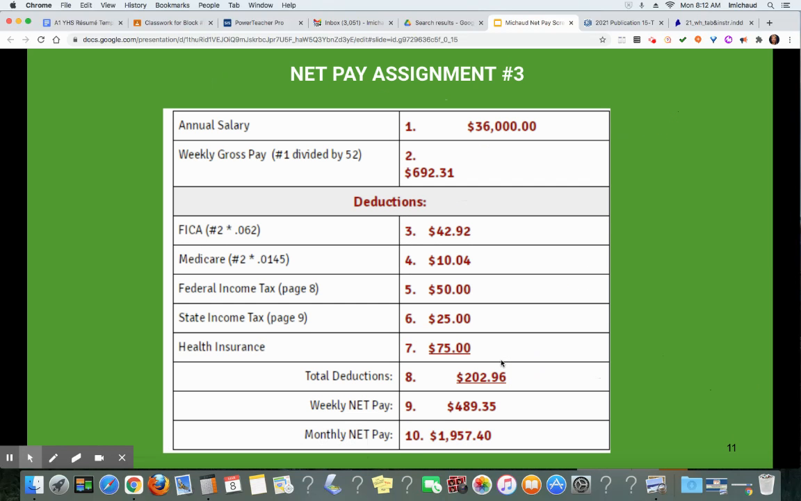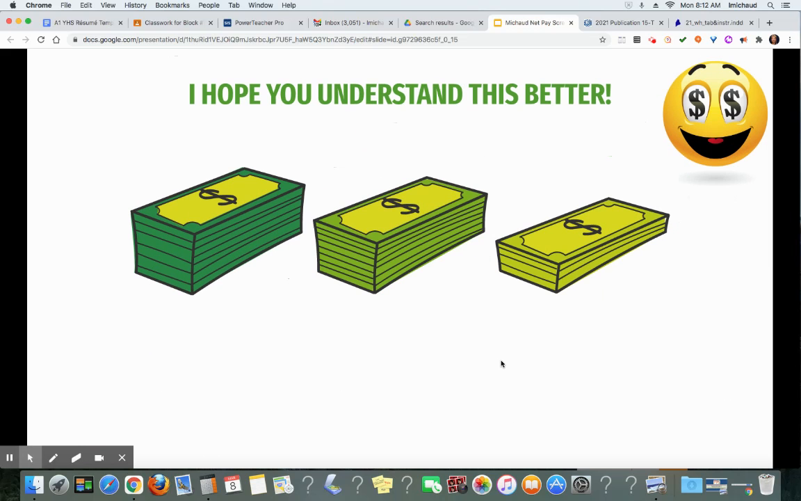So this is what your document should look like. Please turn it in when you have it done. And I hope you understand this information better. Thank you. Have a great day.